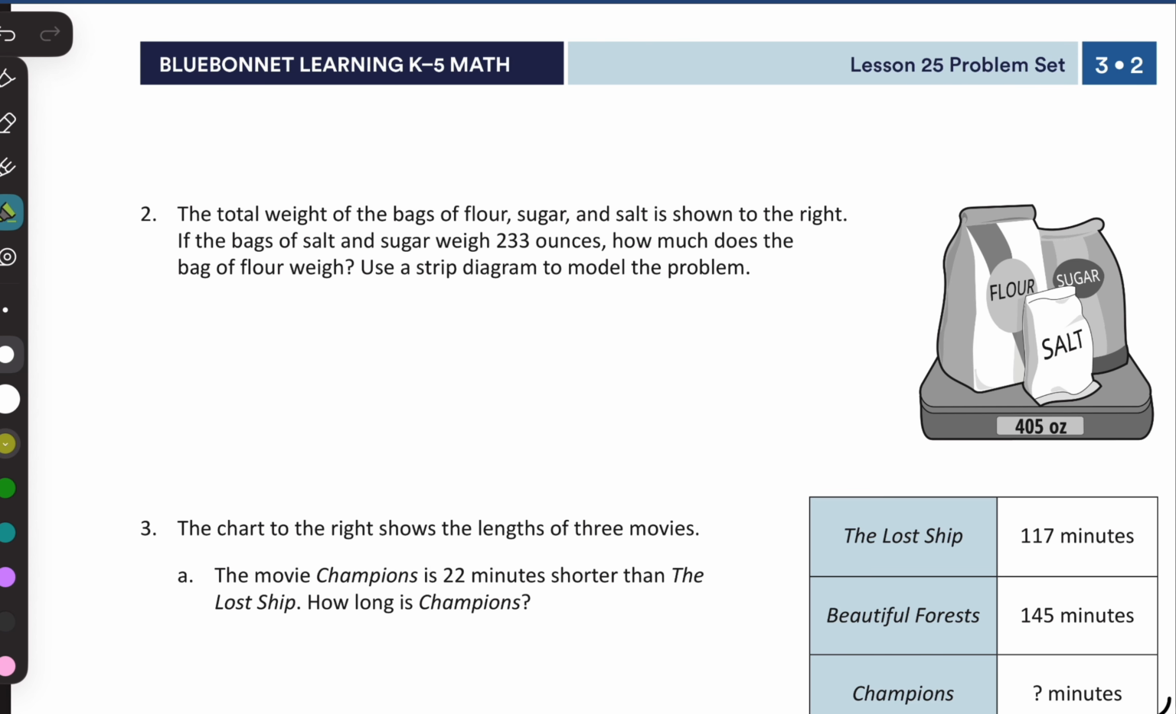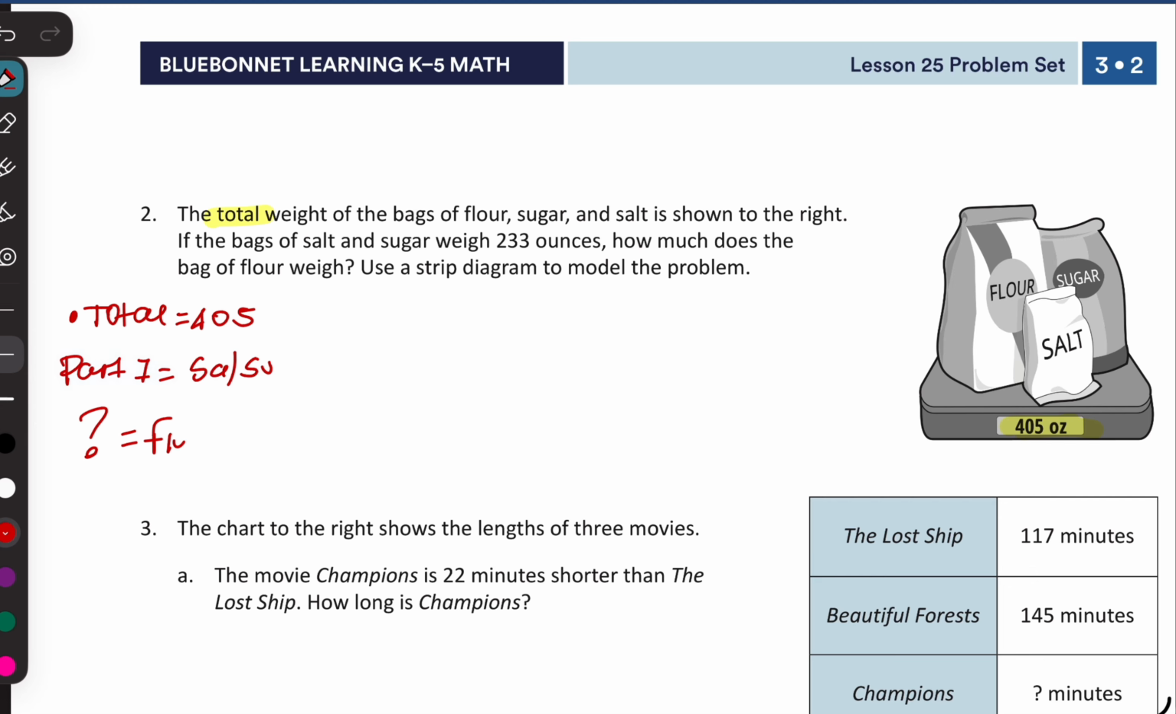So when I look at this, I see here that our total is 405. It even tells you in the word problem that the total is 405. So I'm going to write that here on the side. Okay. And I know that part one in my strip diagram is going to be salt and sugar. And then what am I looking for? I'm looking for the third part here, which is the flour.